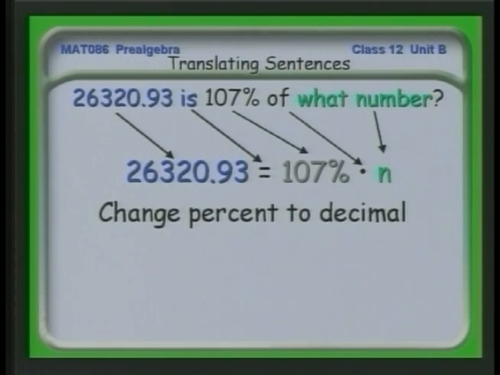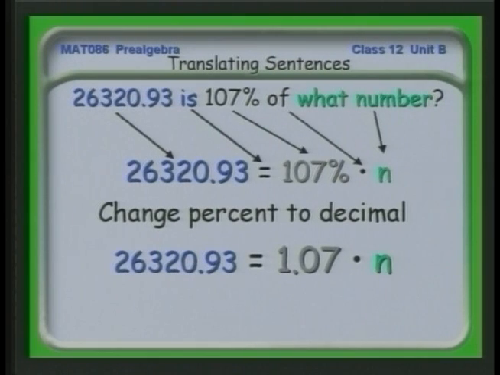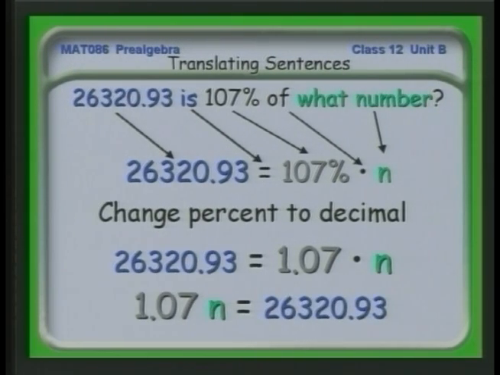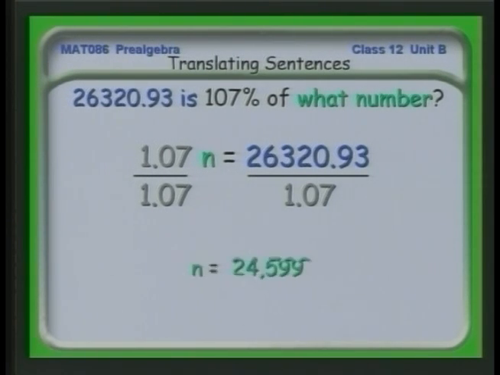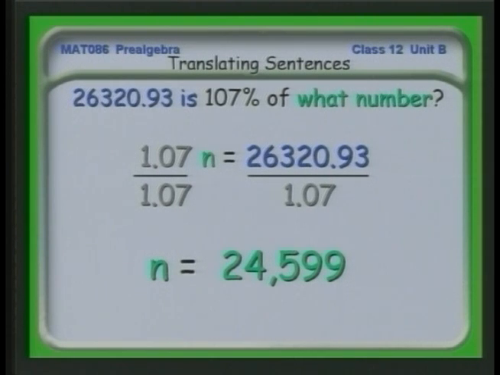Let's work that out. We change the percent to a decimal, then solve that as an equation. We divide both sides of that by 1.07. When we do, we find that n is 24,599.